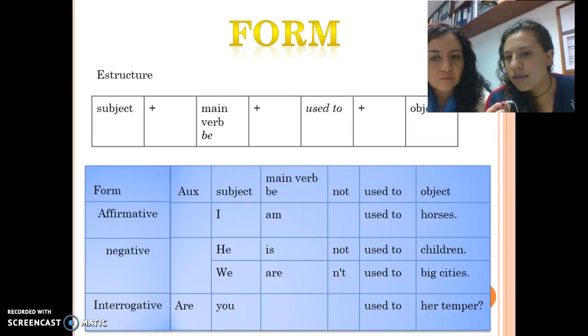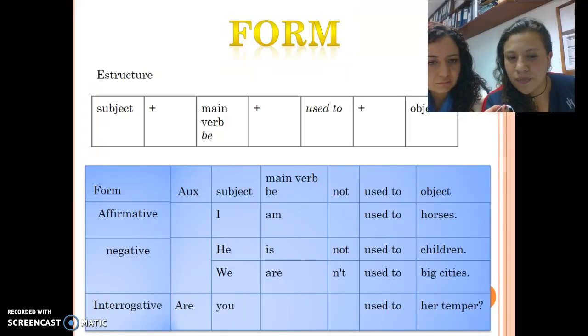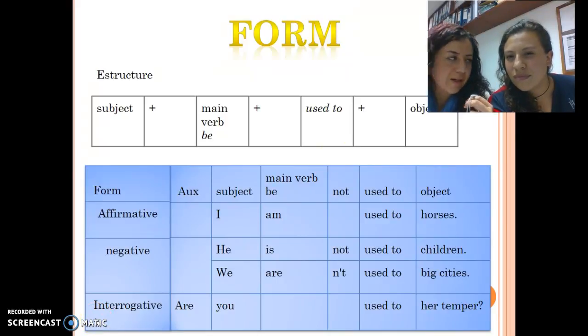Used to, and the object in this case is children or big cities. Okay. And what about the question? Here we don't start with did, do we? Well, in interrogative form, we use the auxiliary, that is the main verb be, but you put it at the beginning. So, are you used to her temper? All right, good. So it's the to be. That's the one we conjugate when we use be used to.